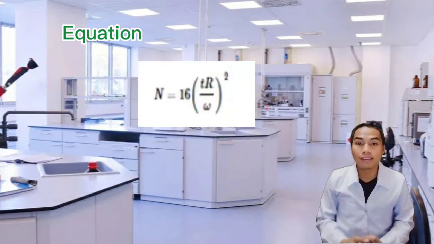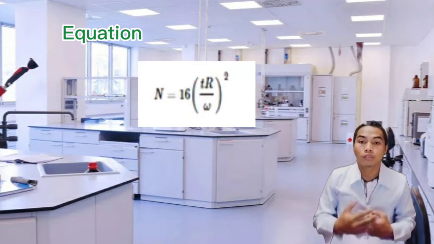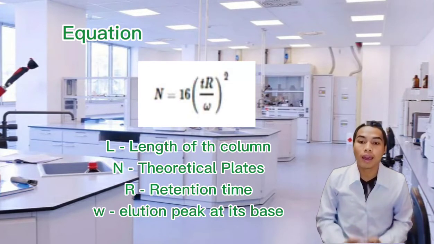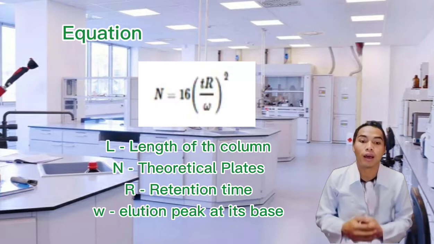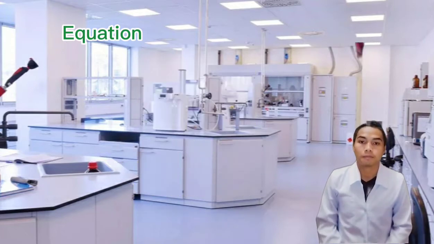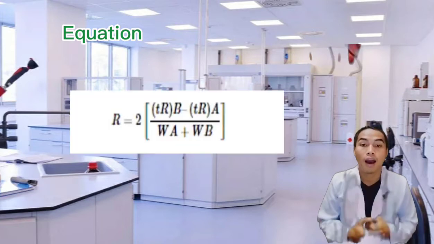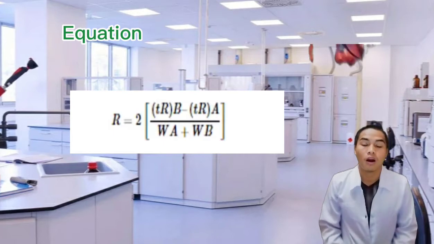Next we have N equals 16 times tR over W squared, where L is the length of the column, N is the number of theoretical plates, tR is the retention time, and W is the width of the elution peak at its base, in which more plates give a better resolution and more efficient separation. Resolution can be determined by R equals 2 times tRB minus tRA over WA plus WB.